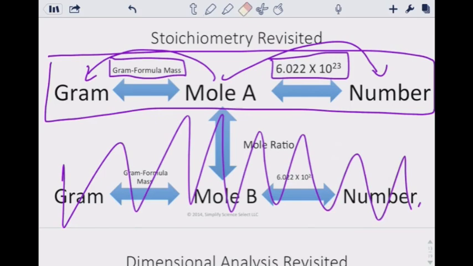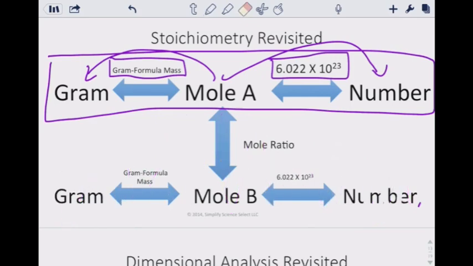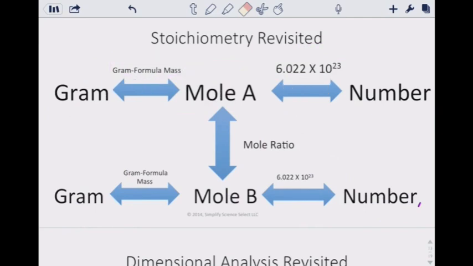And the only thing that we're adding is the mole ratio, which helps us to go between a reactant and a product, or a reactant and another reactant. This is the new part. And the old part, that we should be able to see from there, is the part that we're used to, that we've already done.